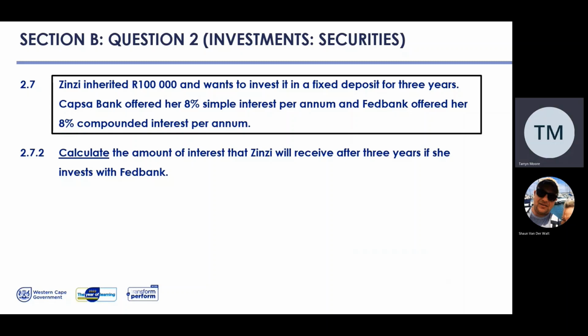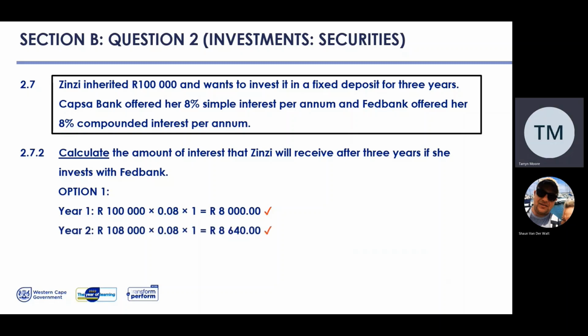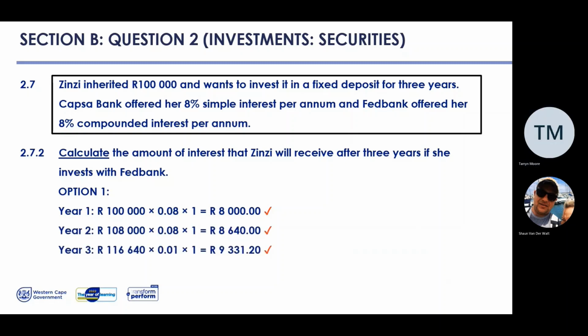So when we deal with compound interest, we need to make sure that we understand there could be 2 options of looking at this. We could look at it per year. Option 1, taking each year and calculating the interest. Year 1, 100,000 multiplied by the 8% multiplied by year 1 gives us 8,000.